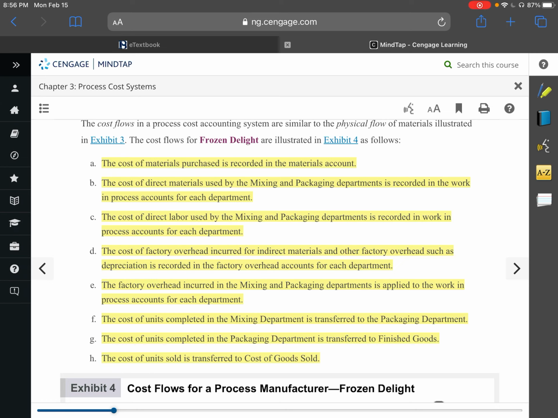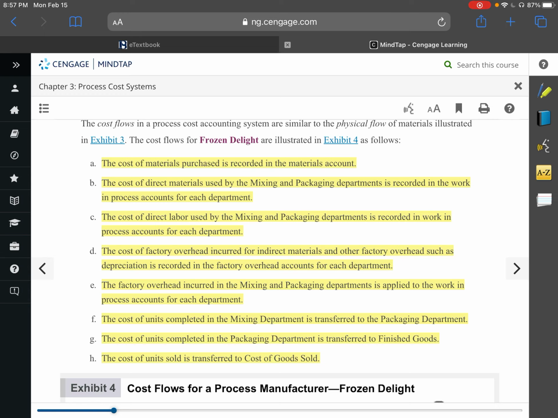The cost flows in a process costing system are similar to the physical flow of materials. So part A, the cost of materials purchased is recorded in the materials account. Then after that, the cost of the direct materials, the milk, the sugar, the cream, is used by the mixing and packaging departments, and it's recorded in work in process for each department. Third, the cost of direct labor for each department is recorded. Fourth, the cost of factory overhead that's incurred for indirect materials and factory overhead like depreciation is recorded in each department.